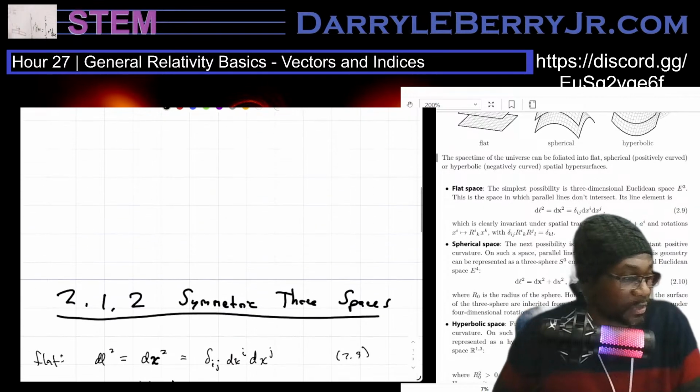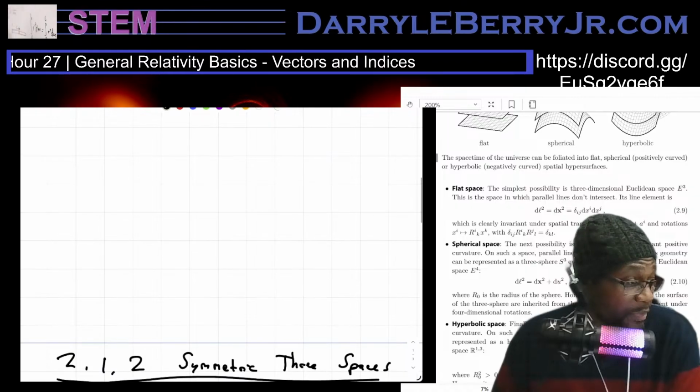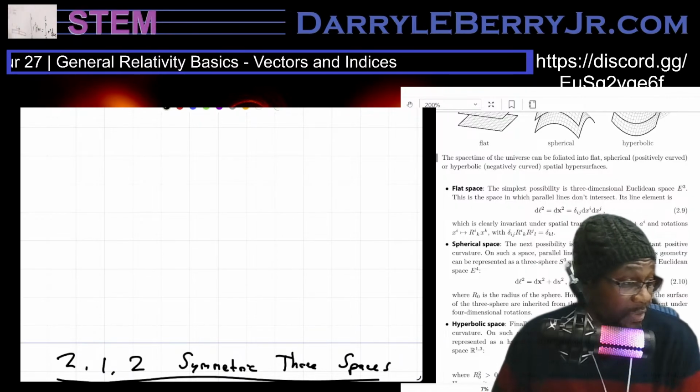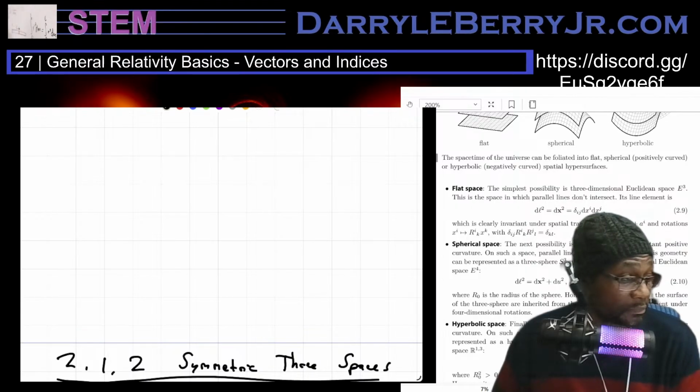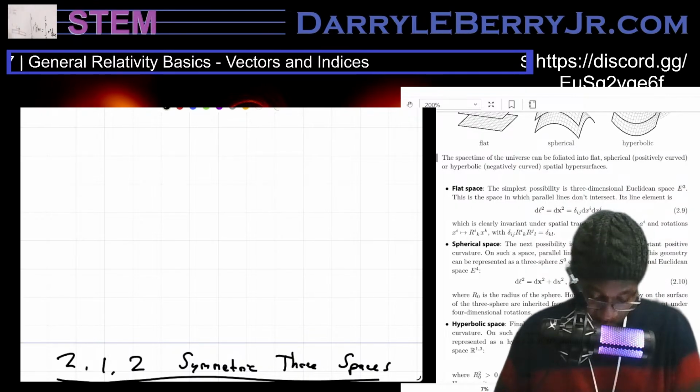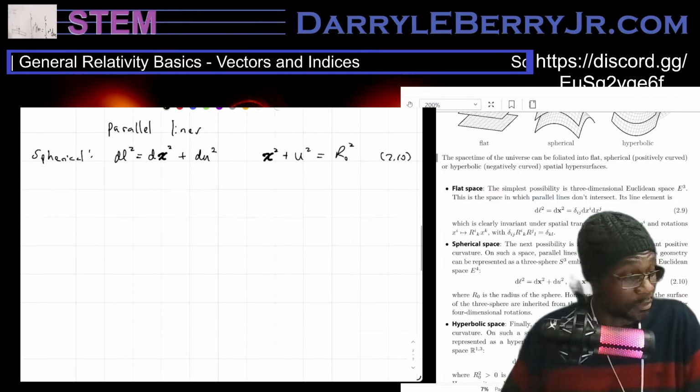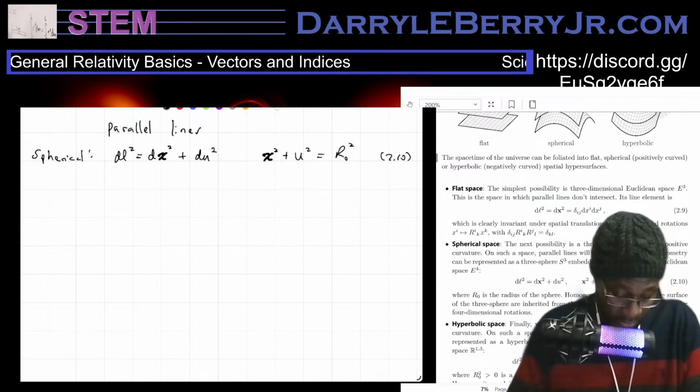Homogeneity and isotropy on the surface of the three-sphere are inherited from the symmetry of the line element under four-dimensional rotations. I'm sure some of this will become clearer as I go along. Parallel lines.